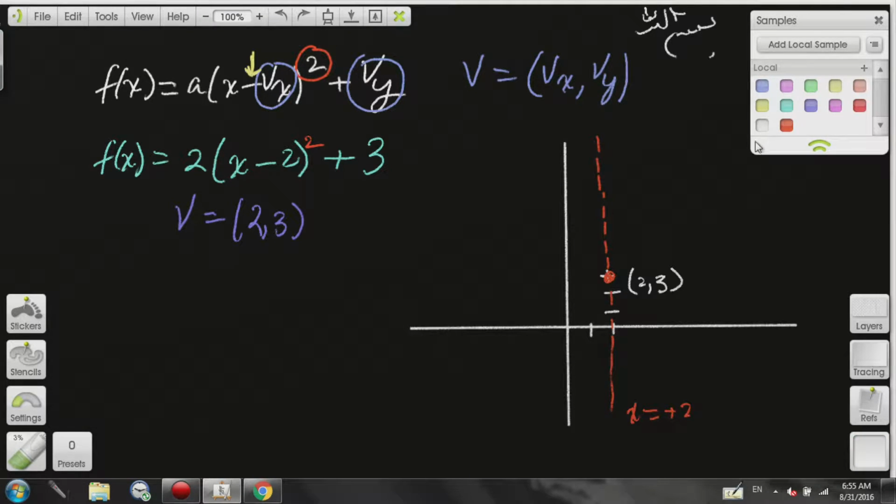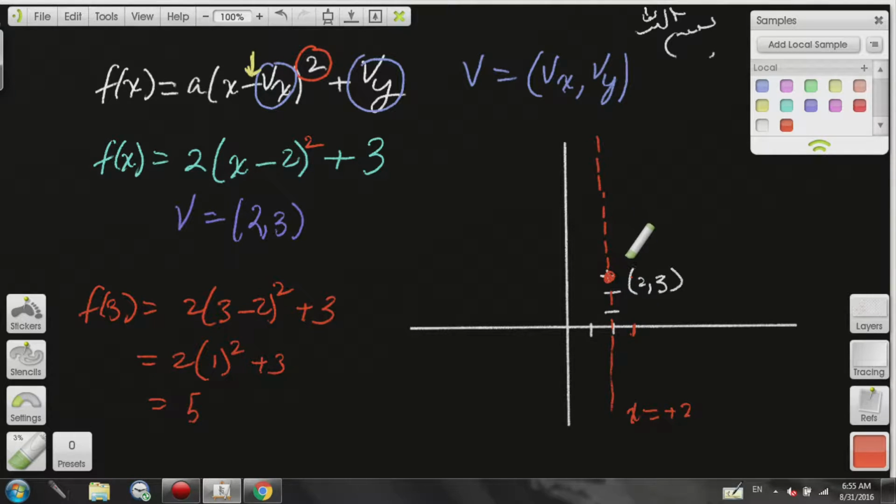So we need 2 other points. Well, what points are we going to pick? You can pick any point. You can pick 3 or 1 or 0. So if I pick 3 over here, for example, you can't pick 2. I'll just give you the vertex. Let's pick 3. So f of 3 is going to be 2 times (3 minus 2) squared plus 3. So that's going to be 2 times 1 squared plus 3. 1 squared is 1. That's 2 plus 3 is 5. There you go. So it's going to be somewhere over here.